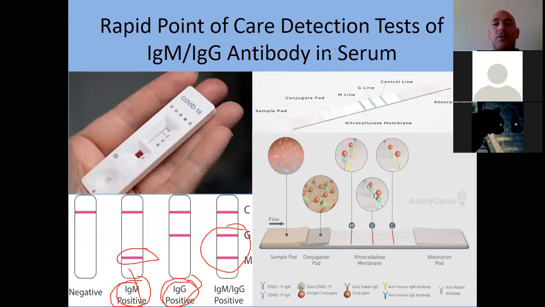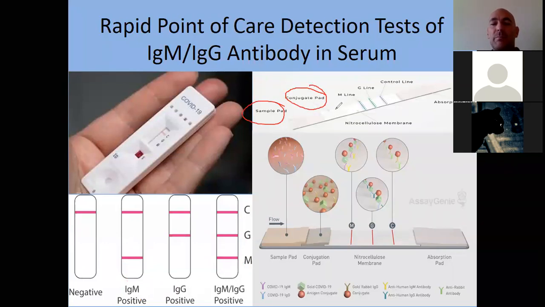Okay, so now I still didn't explain to you how it works, how nanotechnology is involved in this device. So this is the way it looks like. You have a sample pad, you have a conjugated pad, and I will explain exactly what you have in all these different pads. And then you have three lines. You have the M line, G line, and then the control line, okay? And this is made of paper, right? It's a nitrocellulose membrane, so it's paper-based.